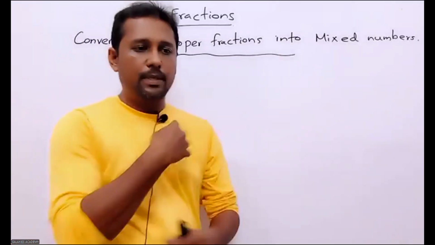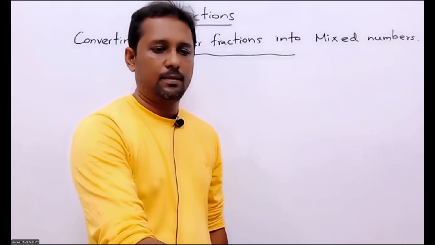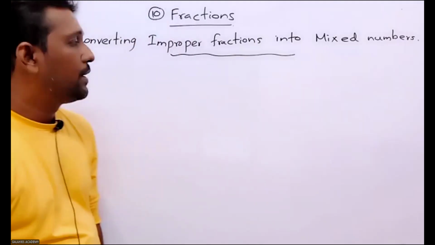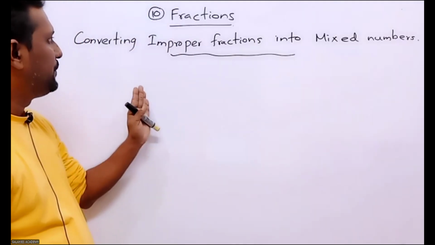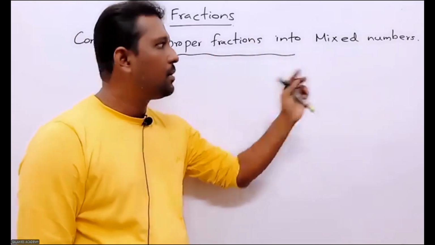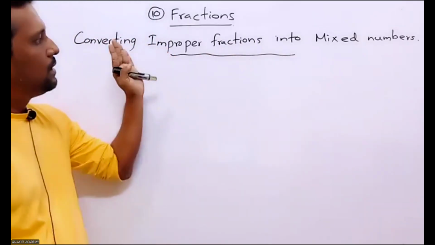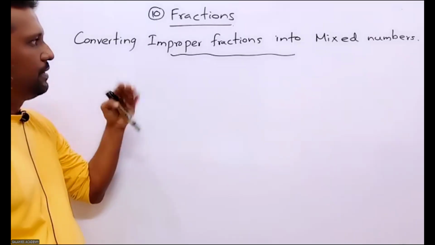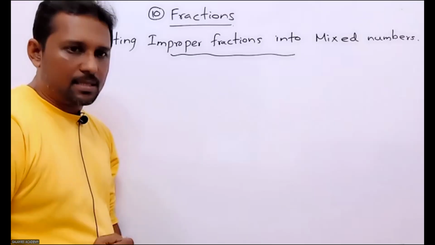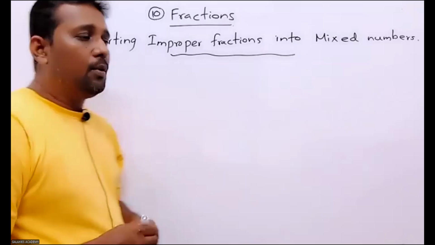Right, then let's go to discuss this part. Right now we are going to discuss how you can convert improper fractions into mixed numbers. Earlier we discussed how you can convert mixed numbers into improper fractions. Now the other side: converting improper fractions into mixed numbers. Let's discuss a few examples. Look at the first example.